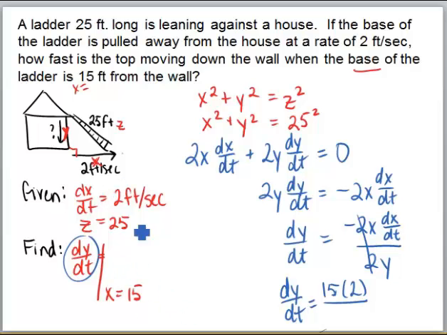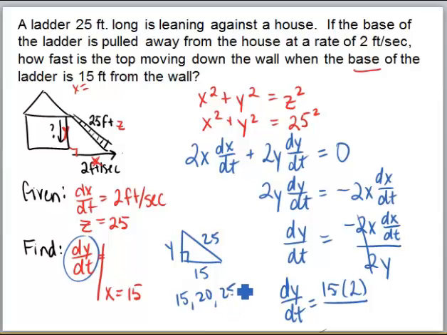I nowhere can find y, but I know that back in my problem I had Pythagorean theorem. So I have a 15, y, and a 25 in my problem. Well, I know that this is a 15, 20, 25 right triangle, so I know that y is 20. You can also use Pythagorean theorem to solve that. That just takes too much time. So when I simplify dy over dt, I end up getting 3/2, and I'm going to label this as feet per second. I'm not talking about area or volume, so it's just plain old feet per second.